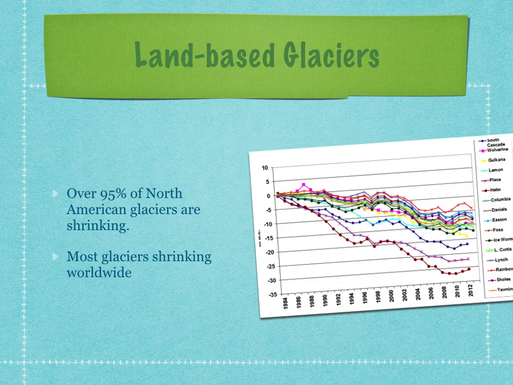In addition, we can also look at land-based ice, okay, glaciers. These glaciers are found in mountain and northern regions in North America, and they can easily be tracked. And we find that over 95% of North American glaciers are shrinking. Some are shrinking rapidly. When we look at land-based glaciers worldwide, we find the same picture, whether it's Europe, Asia, or Africa. Land-based glaciers are shrinking because of climate change, warming.